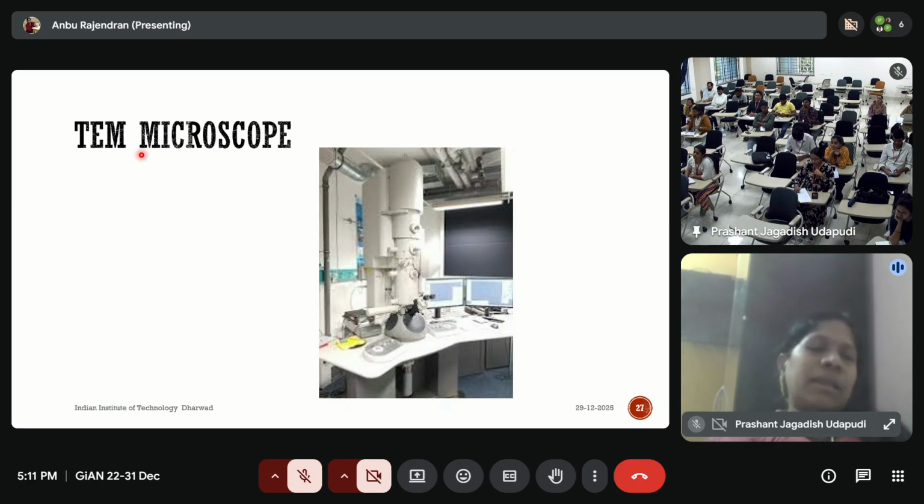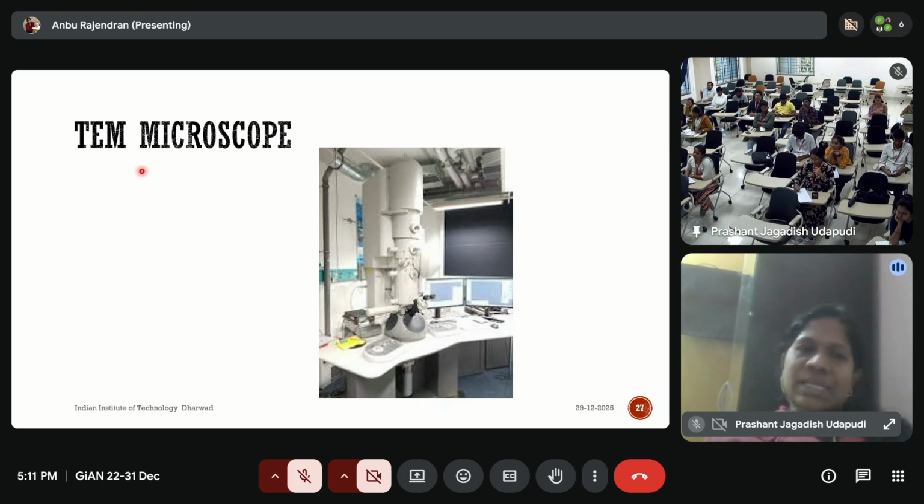At one point it will generate a hole at the interface. Once the hole is generated, close to the hole the sample will be as thin as possible, which can transmit the electron beam. Okay, so now the sample is ready for the TEM analysis.